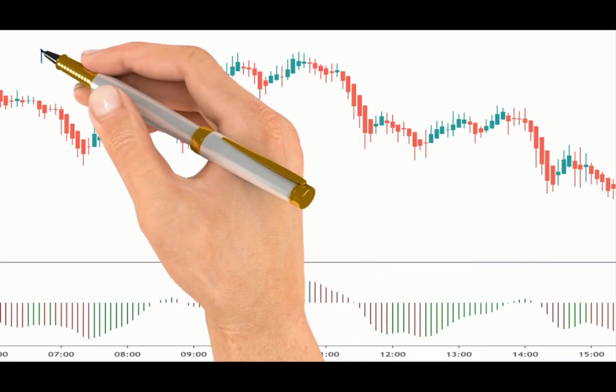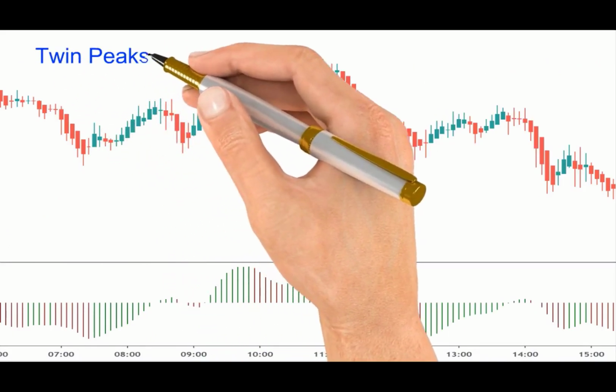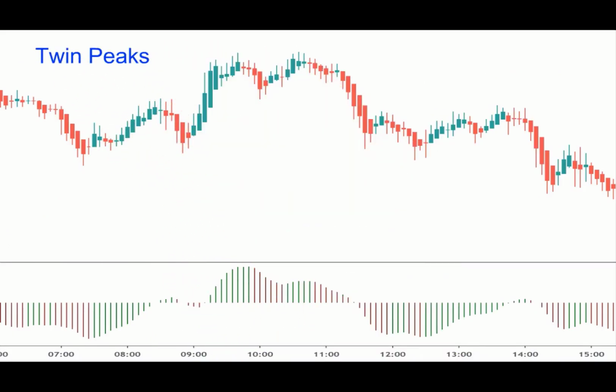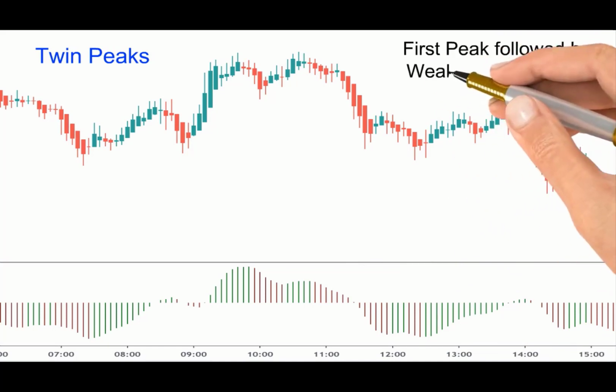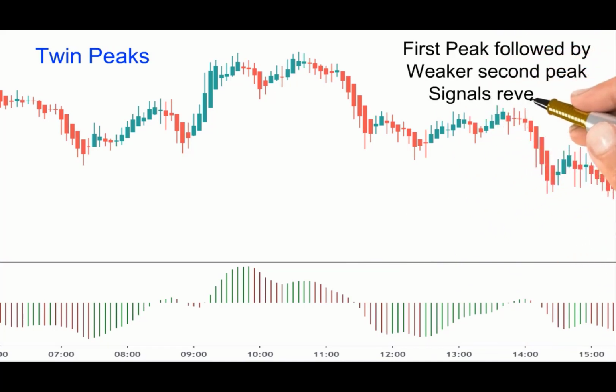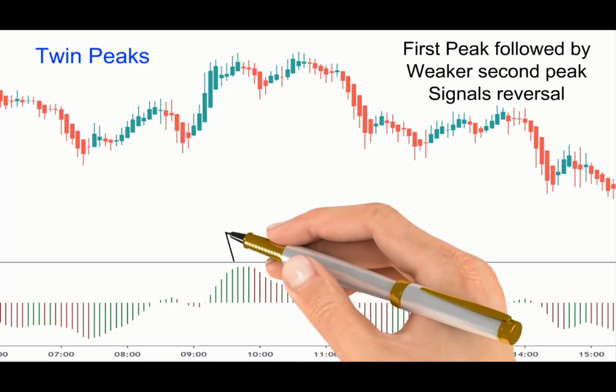The twin peaks strategy. With the twin peaks, you're actually looking for a reversal in momentum. So instead of looking for a continuation of momentum, you're looking for a reversal in momentum. What you want to see is a first peak of bars followed by a weaker second peak, and that's going to signal a potential reversal. If we go down here to the Awesome Oscillator, you will see our first peak here.